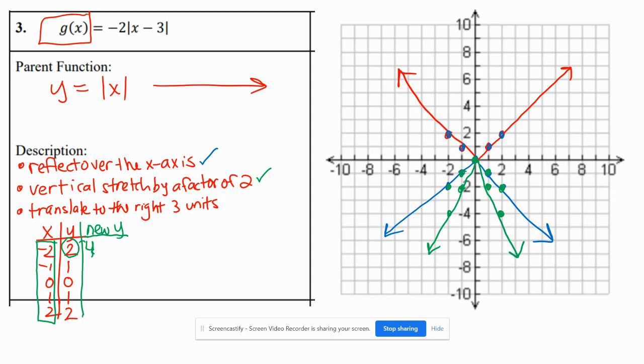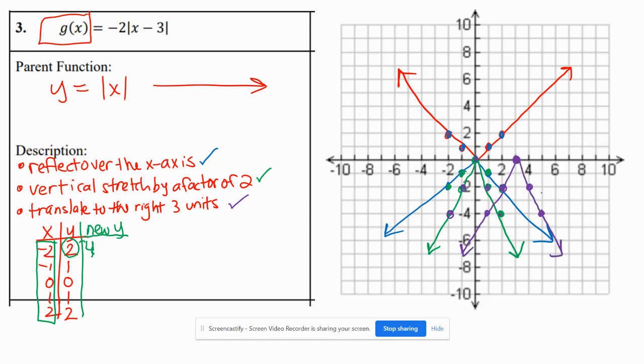And then the last thing we have here is a translation to the right 3 units. So we're going to take the green one and move it over 3 units. So from here, it's going to go 1, 2, 3. Looking at this point, 1, 2, 3 is over here. Looking at this point, 1, 2, 3 puts it here. Looking at this point, 1, 2, 3 puts it over here. Looking at that point, 1, 2, 3 puts it here. So the purple one will look something like that.